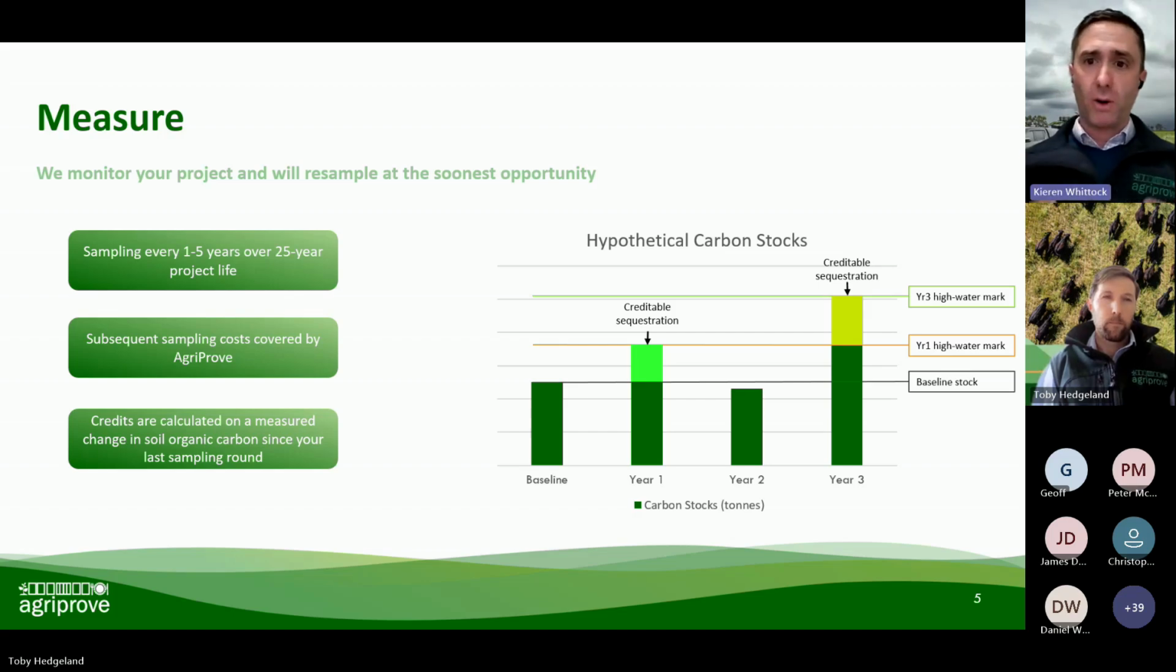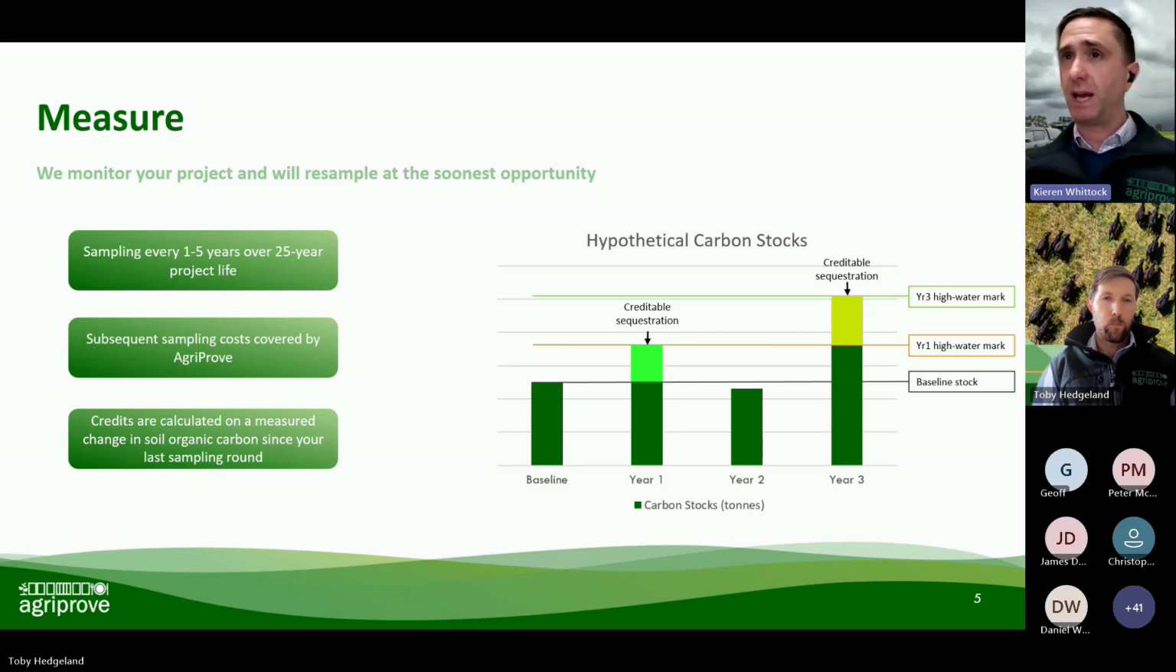So all going well, we go out, we do that resampling, we measure that increase in the soil organic carbon stocks. It's really what's termed the creditable sequestration in the diagram on this slide. So once we've got that increase, we do a series of validations at our end to make sure we're confident that we've measured that increase. And then that basically allows us then to proceed into the offsets reporting and crediting process. So a few key call outs there in terms of how that works.